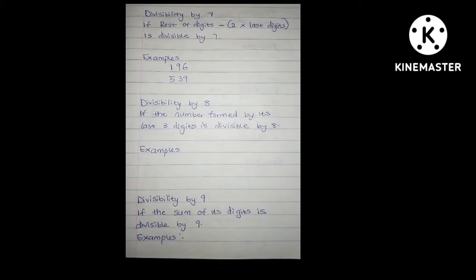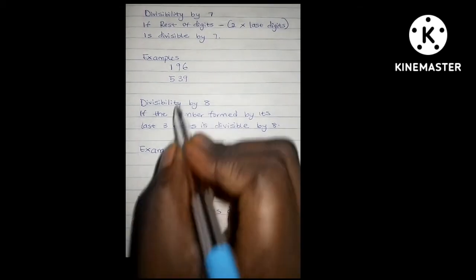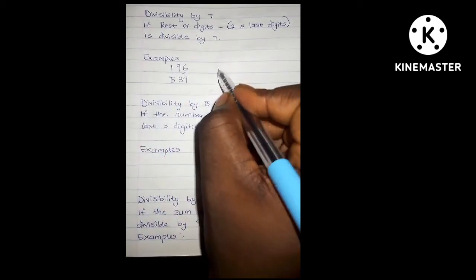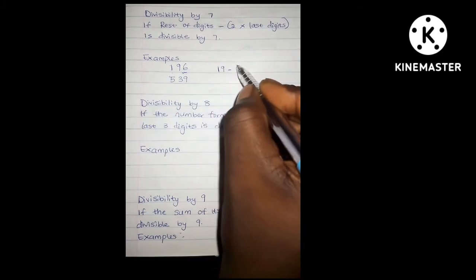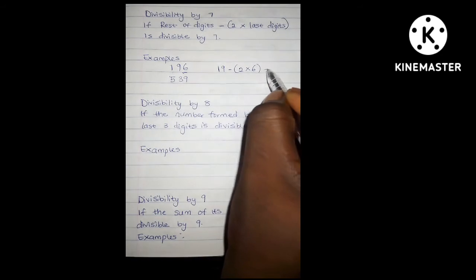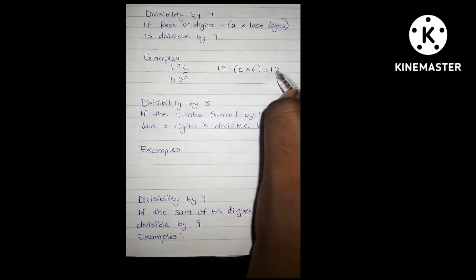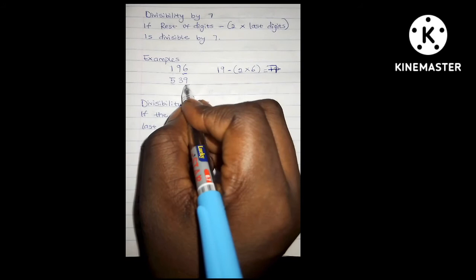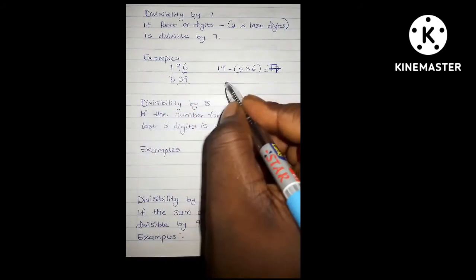Alright, the last digit here is 6. So the rest of the digits is 19. So we have 19 subtracting 2 times the last digit, which is 6. Sorry, it's going to give us 7. I'm so sorry about that. It's going to give us 7. Alright, so 7 is divisible by 7. Taking a look at this, the last number here is 9. So the rest of the digits is 53.